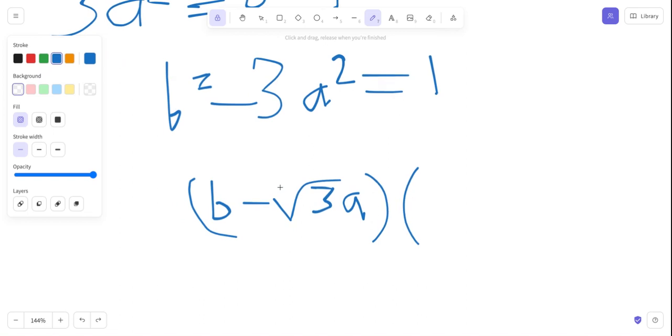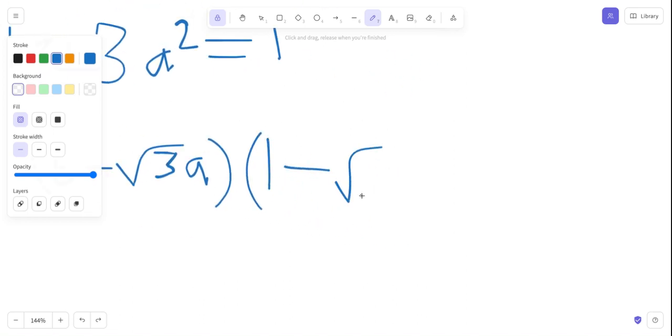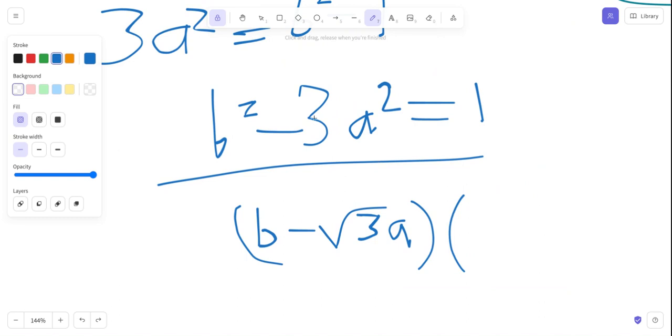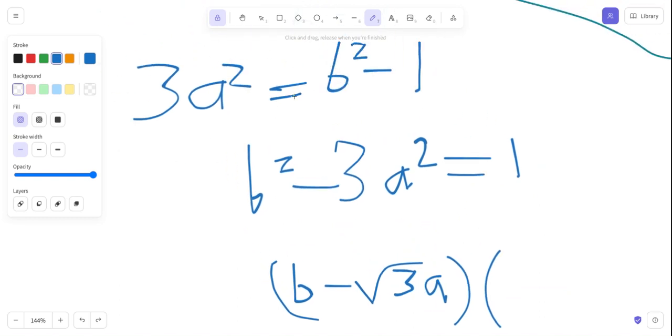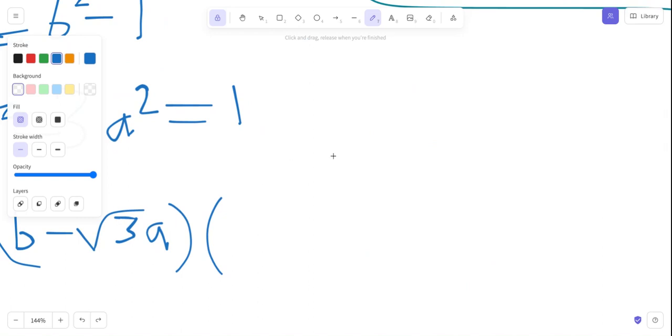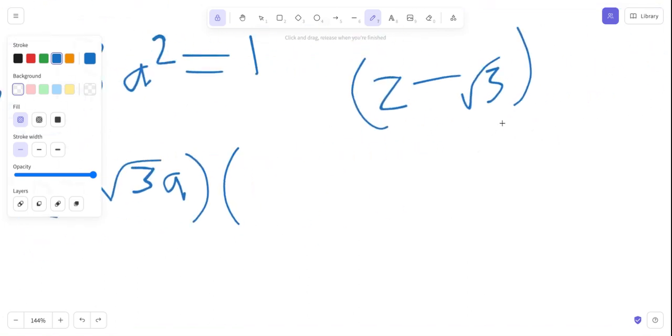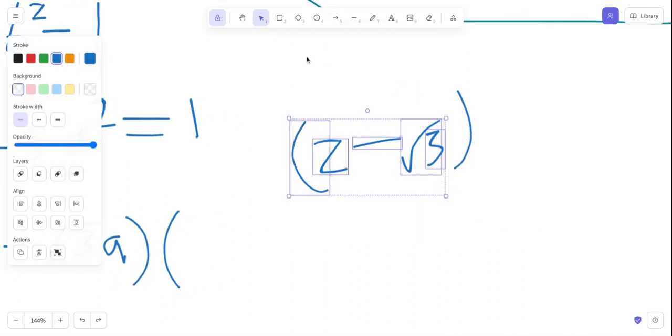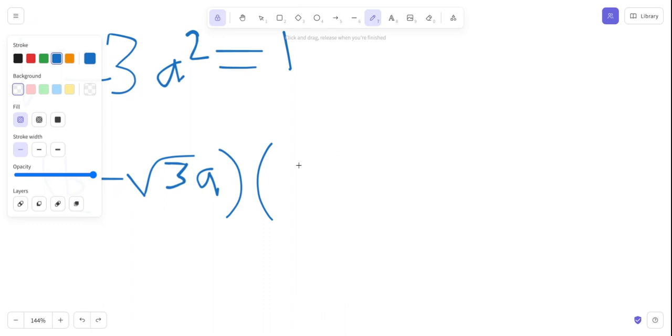Times 1 minus root 3. Wait, is it? Okay, what you would do is find the solution to this for random b and a. That doesn't matter, just integers. 2 squared minus 3 times 1 squared is obviously 1. So 2 minus 1 times root 3, which is 2 minus root 3, is what you substitute, because you have a 3 here. And then we multiply this to some nth power. So to some nth power, we multiply 2 minus root 3.